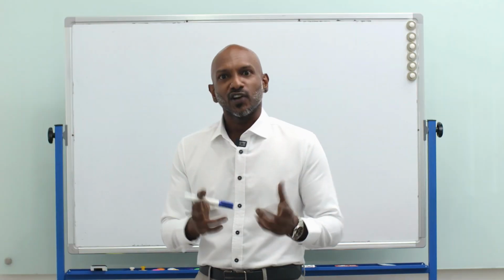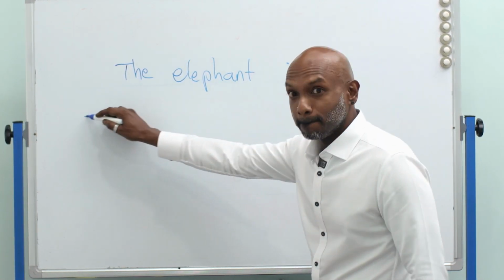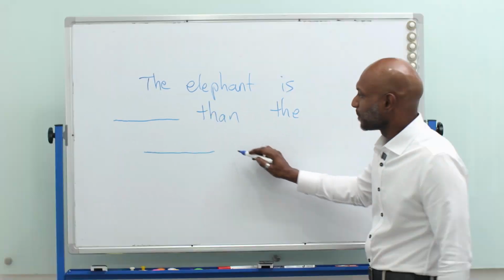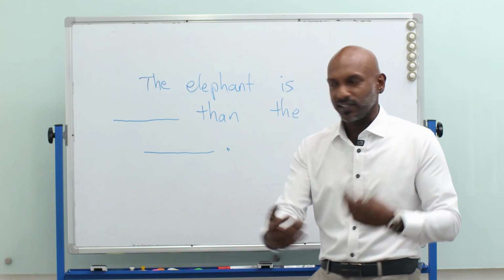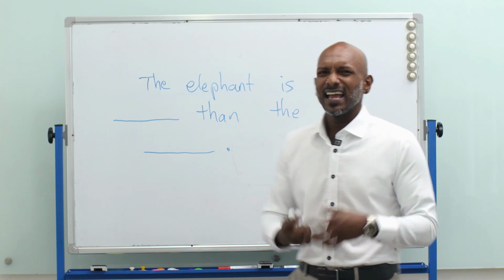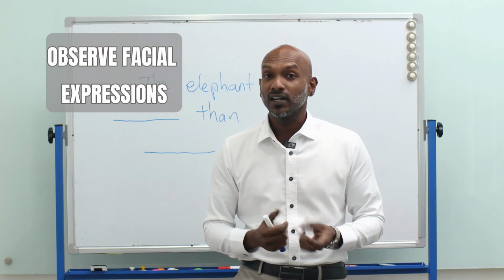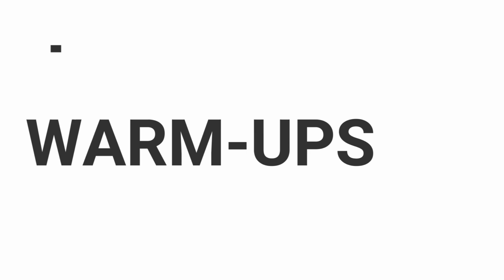Instead of this, try this. The elephant is big. Now the students can see you, they can hear you clearly, you're not talking into the board, and you can follow their facial expressions. Very important to make sure that you can see their understanding. Try it this way.